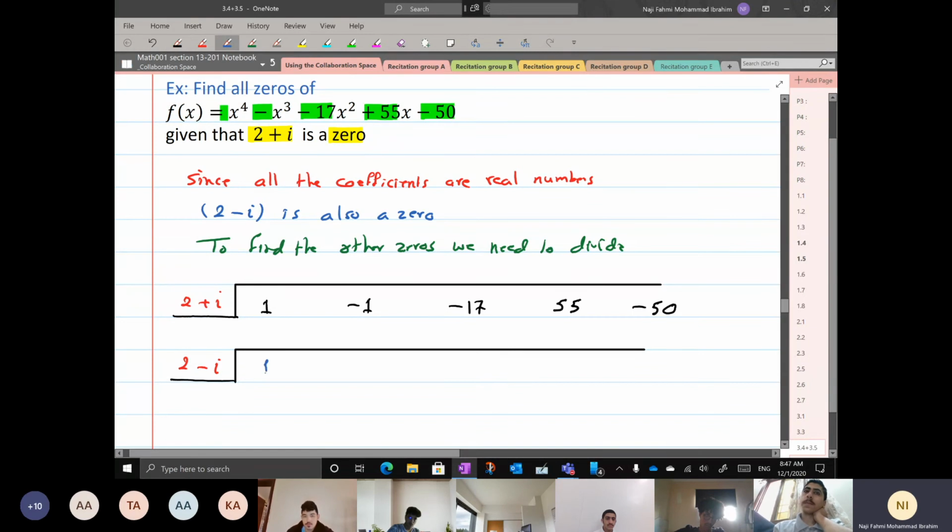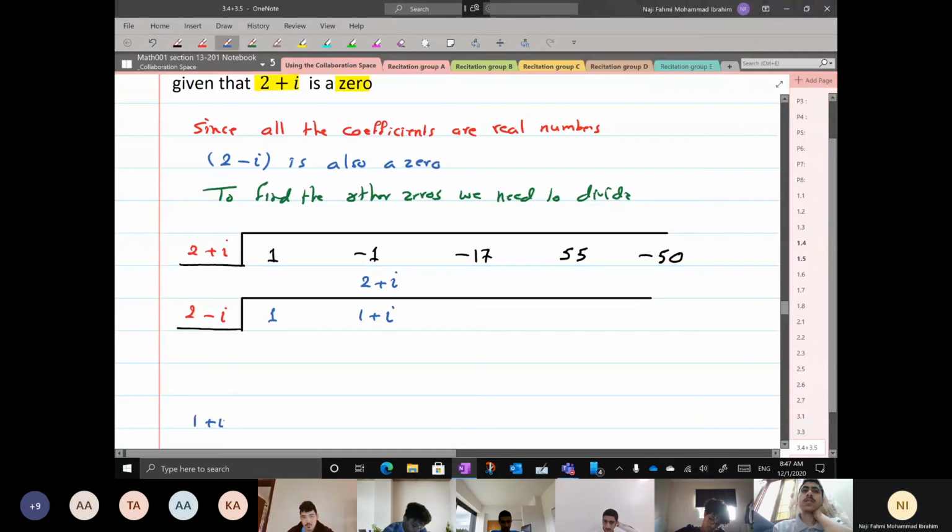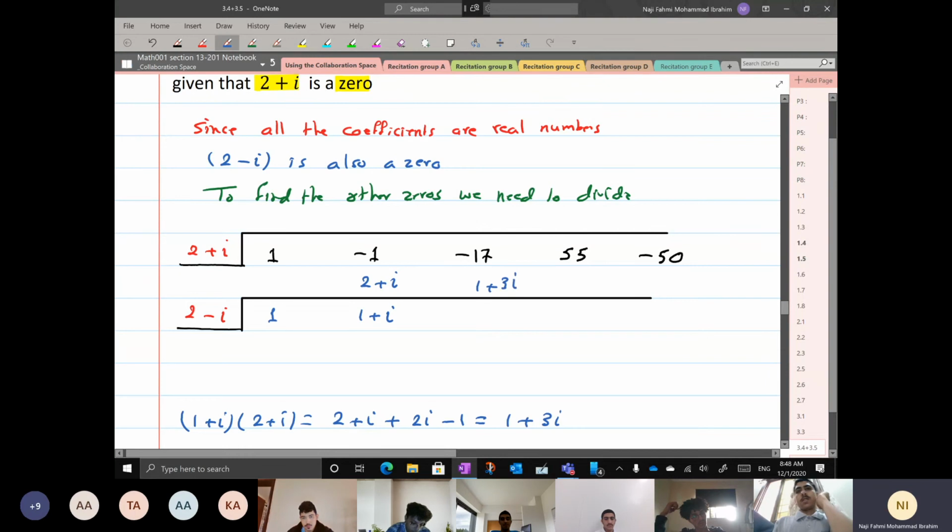I will put 1 now. Multiply 2 plus i by 1. It's 2 plus i. Add. The answer is 1 plus i. What's our next step now? Multiply 1 plus i with 2 plus i. If we multiply, what do we get? 2 plus i plus 2i minus 1. Should I say 1 plus 3i? Yes. So this is 1 plus 3i. Add them now, we get negative 16 plus 3i.